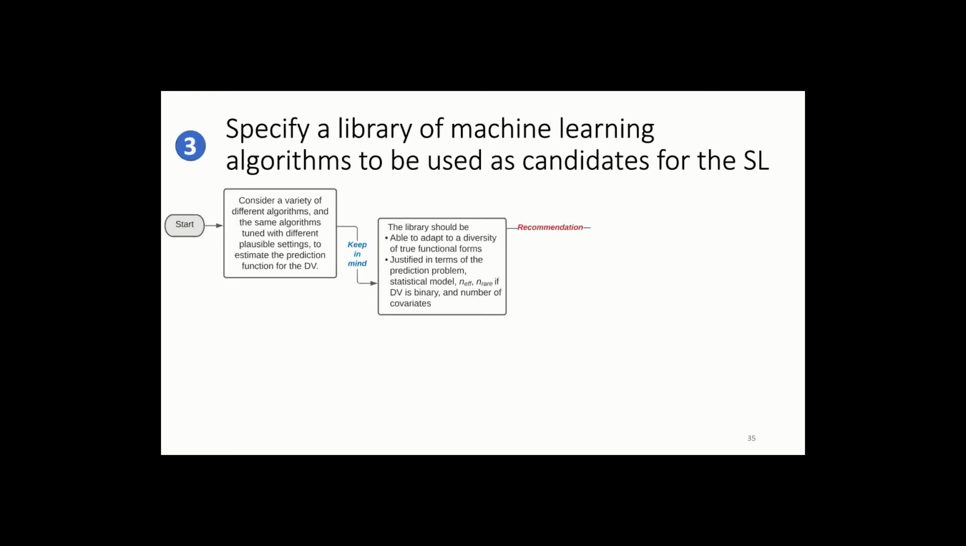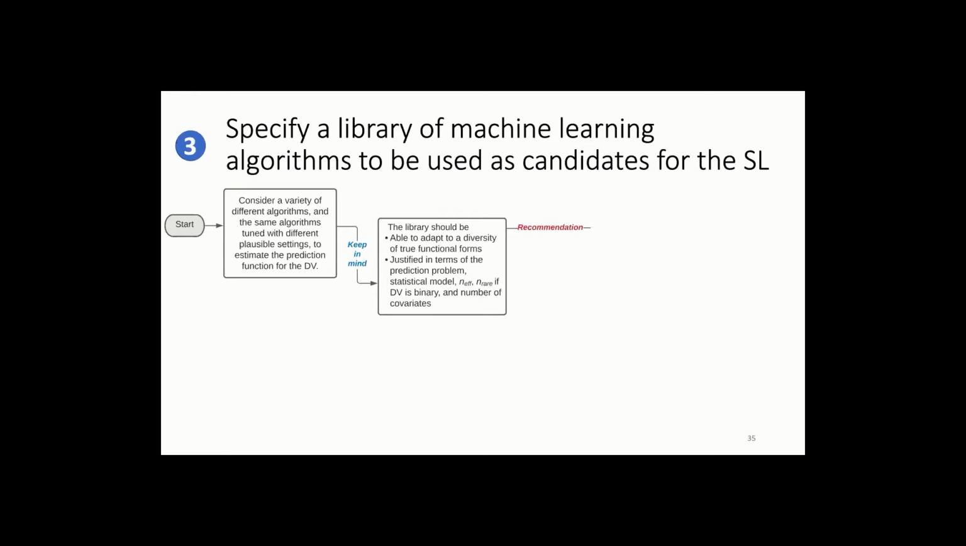Also, the library should be justified, and it can be justified in terms of the prediction problem itself, the statistical model, the effective sample size, and the number of rare outcomes if the dependent variable is binary. Also, we should take the number of covariates into account if we have a high dimensional sample space, for example, a high dimensional covariate space.